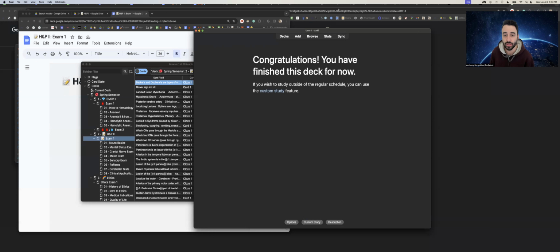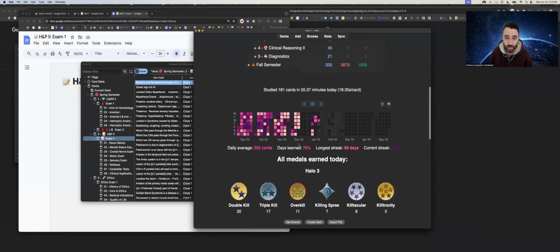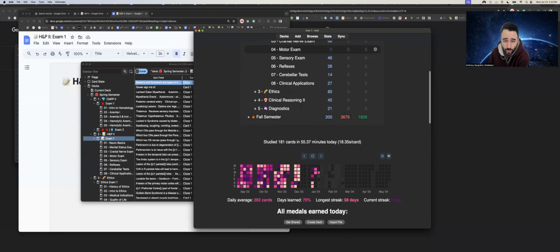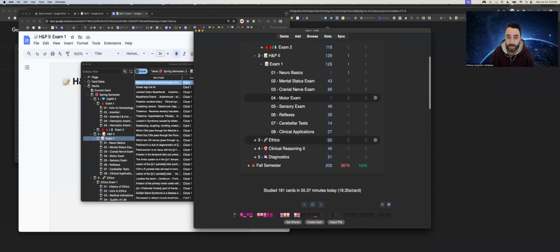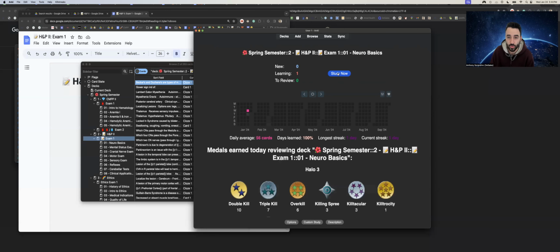I wonder how long I've been going at this. All right, so I'm done for now. I'm going to take a break. So I did 181 cards. All right, so I was studying for about an hour. So I went through, not really 181 cards. I saw that many non-unique cards, but I did everything I needed to for neuro basics and for the motor exam. I have to do one more here.